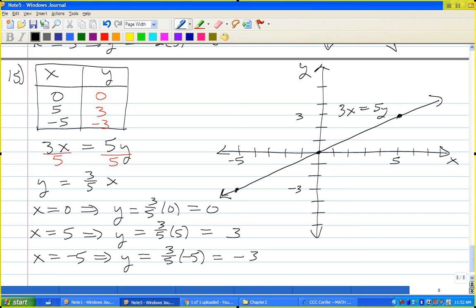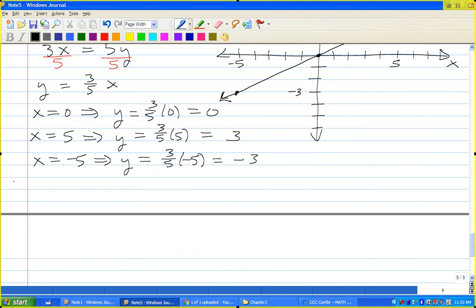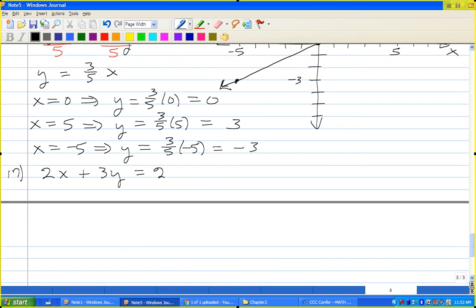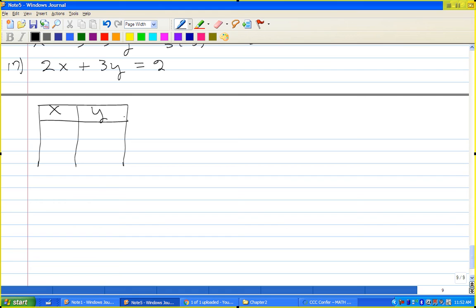Let me do problem number 17. So the equation is 2x plus 3y equaling 2. I have the following points. This is 17. 2, 4, 0. Okay, so let's complete the table of values.